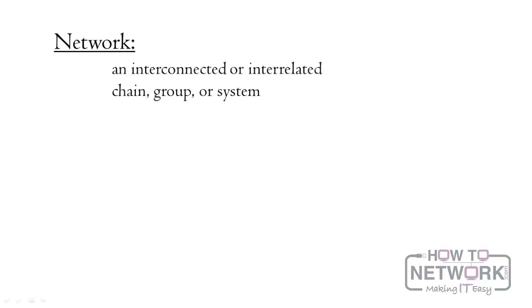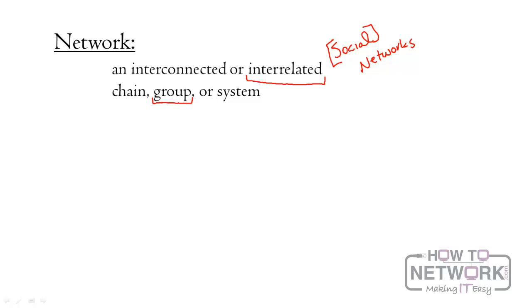Now, because networking is ubiquitous, we need to define a few specific things in order to keep things in order. So first, network. This is an interconnected or interrelated chain, group, or system, generally based on a purpose. So for instance, Facebook or LinkedIn are social networks, because the purpose is to be social and to connect with other people who have similar interests, likes, etc. In the same way, you are interrelated and you form a group.